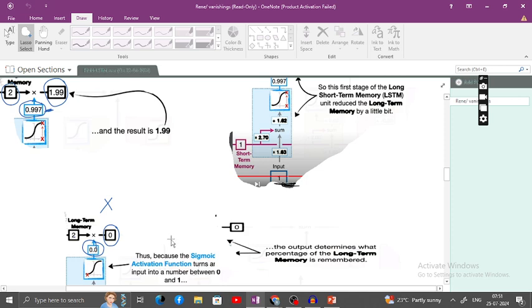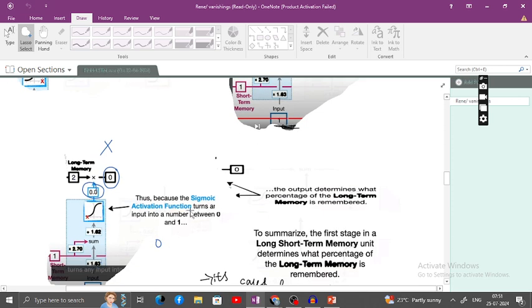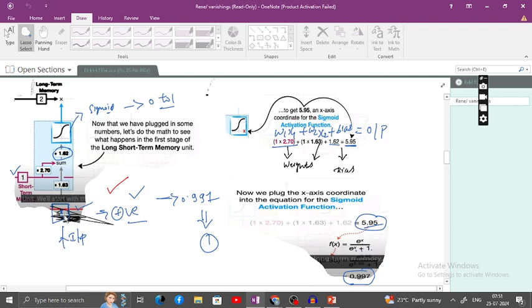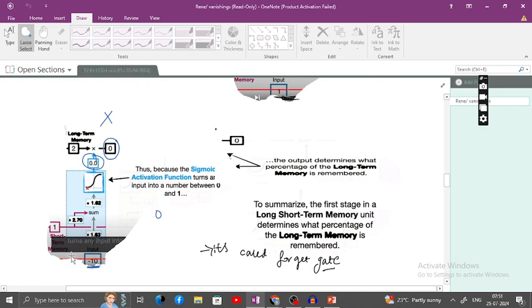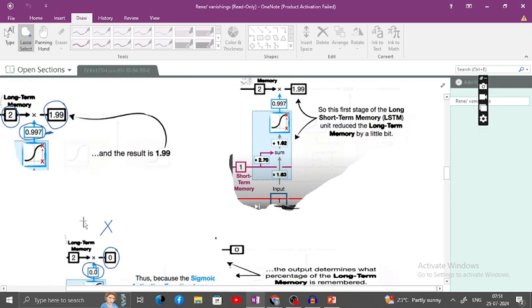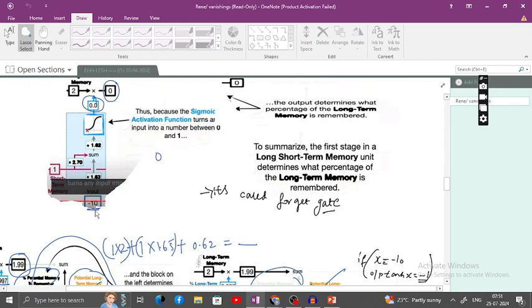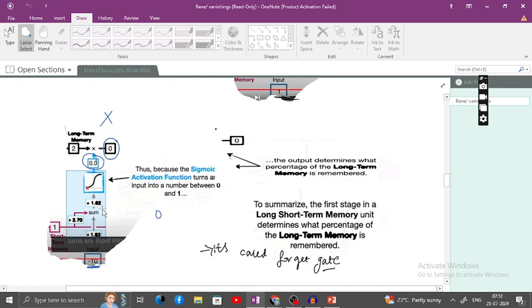This is because the sigmoid activation function turns out a number between 0 and 1. So suppose earlier I considered the input as 1, so 1 into 2.7, 1 into 1.63. Suppose now you consider the input as minus 10. Long term memory I considered at the beginning as 2, short term memory as 1, and input to the network as 1 earlier. Now I am considering the input to the network as minus 10. So minus 10 into 1.63.